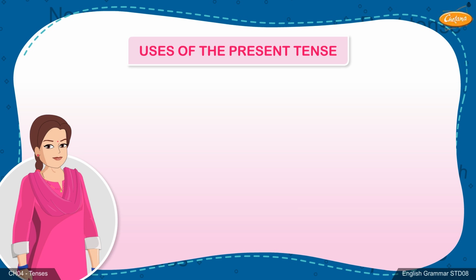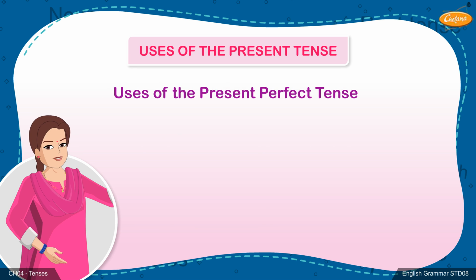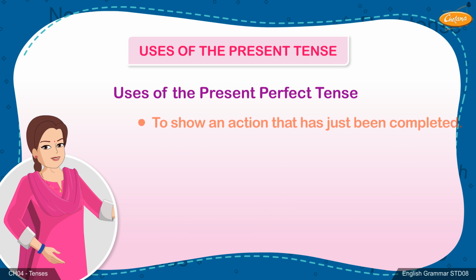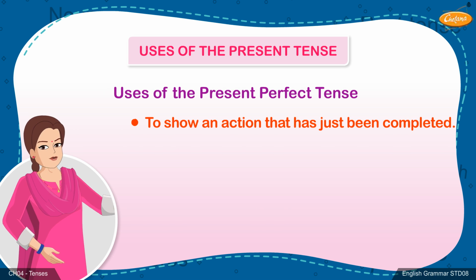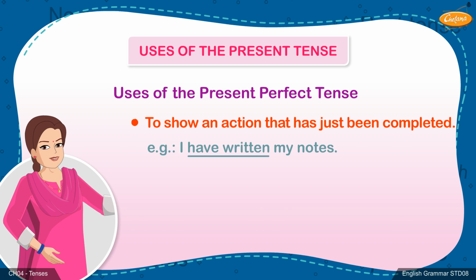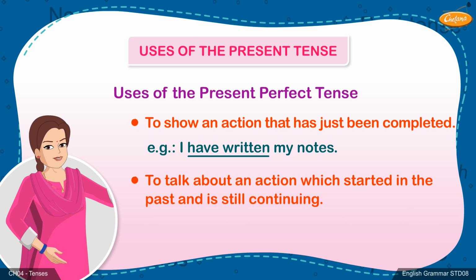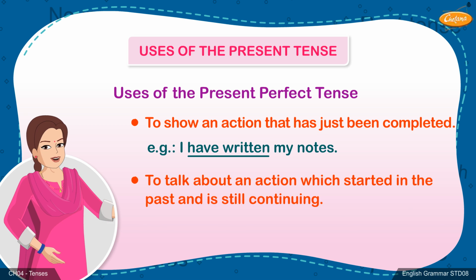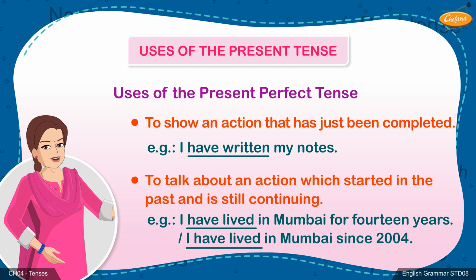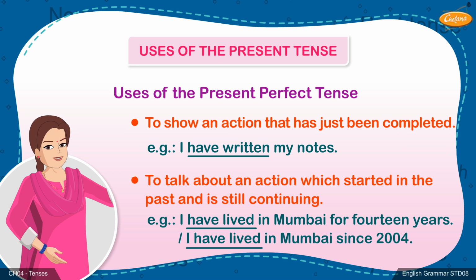3. Uses of the present perfect tense. To show an action that has just been completed. Example: I have written my notes. To talk about an action which started in the past and is still continuing. Example, I have lived in Mumbai for 14 years. I have lived in Mumbai since 2004.